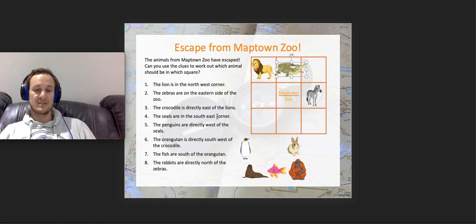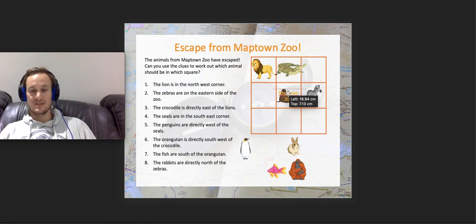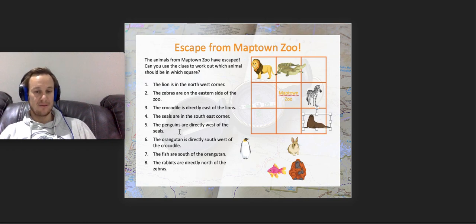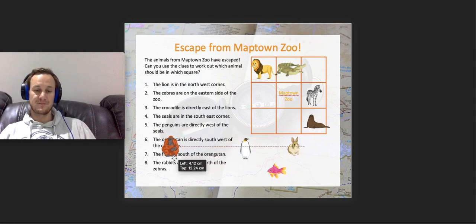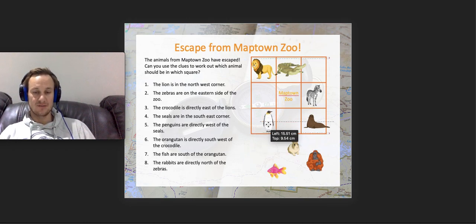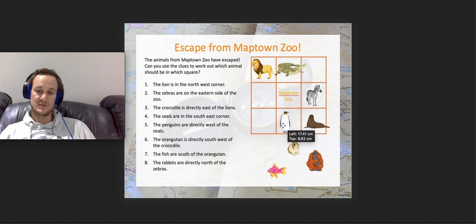The seals are in the southeast corner. So let's go here, southeast. We know south is down, and we know Western Australia is that way, so east must be this direction, so southeast must be diagonally that way. The penguins are directly west of the seals. So we go to the seals, and west is this direction, so we just put them straight there.